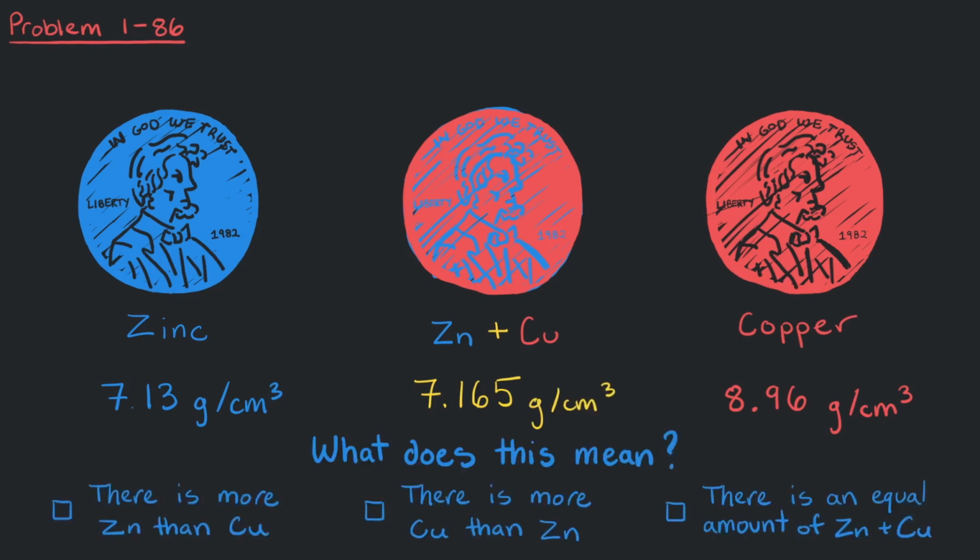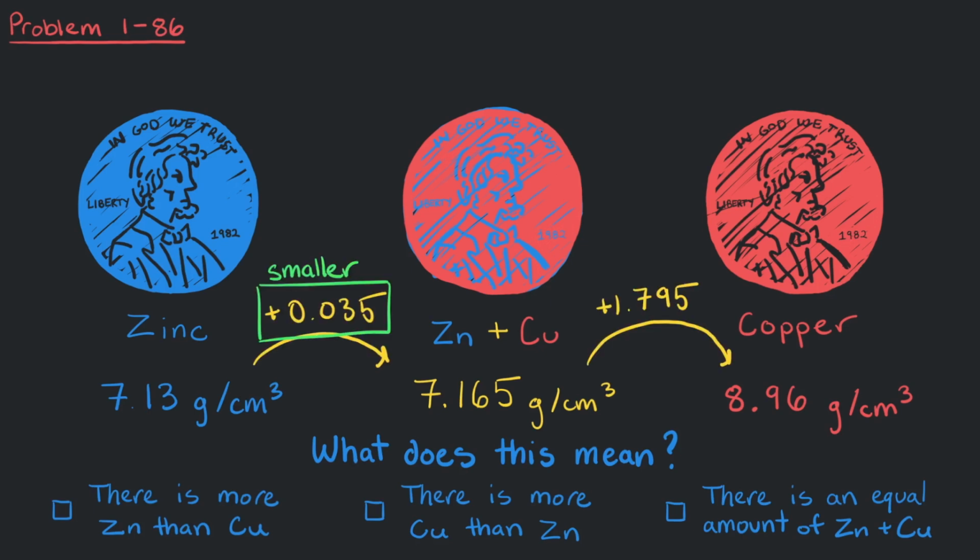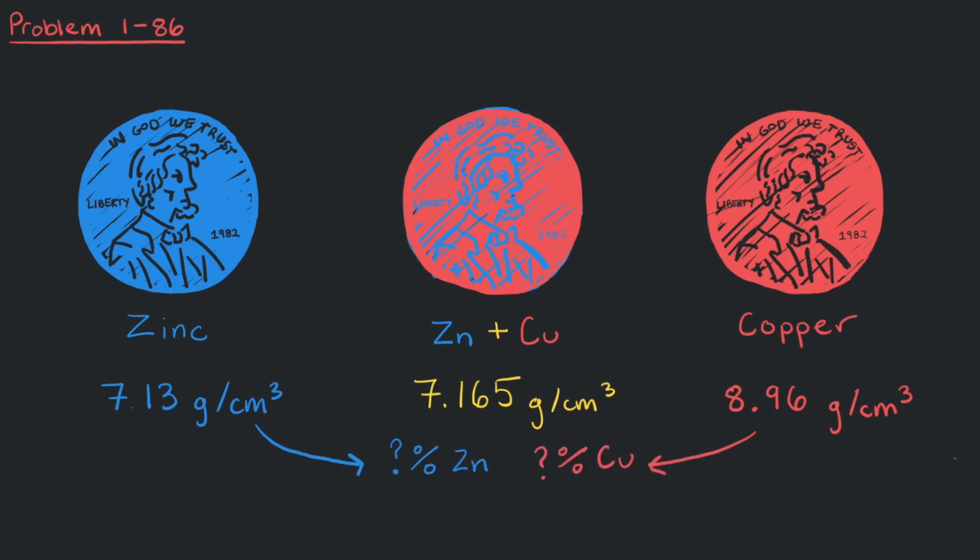What does this mean? This density of the modern penny is closer to the density of zinc, meaning that there is a lot more zinc than copper. We do not know how much of each is mixed in exactly, but we do know that the total density is 7.17 grams per cubic centimeter. Using this information, we can create the equation.